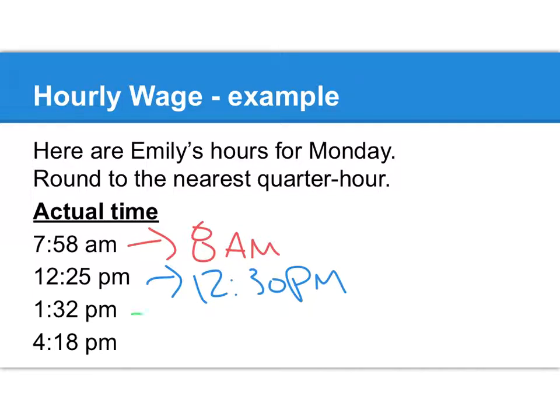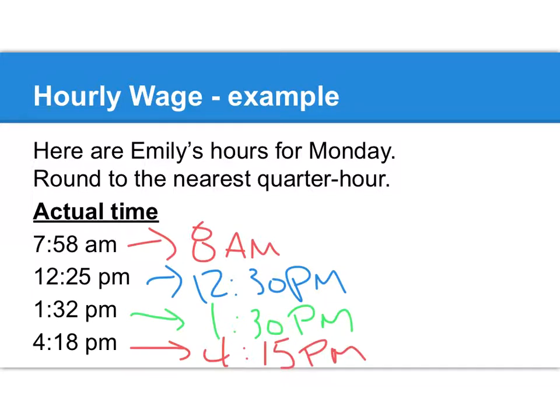She came back at 1:32, a little later than she should have, but we'll just say it's 1:30 and not sweat the details on that. Maybe she gets a firm talking to about coming back on time, and certainly not leaving early, because she did leave for lunch at 12:25 instead of the presumed 12:30. 4:18, the closest quarter hour is 4:15, and we would say that she has worked the afternoon part of her workday from 1:30 to 4:15.